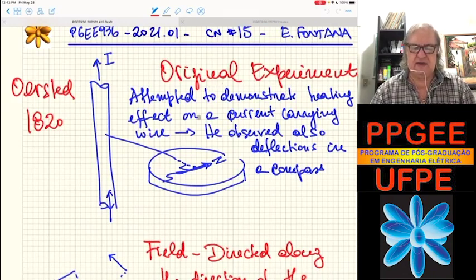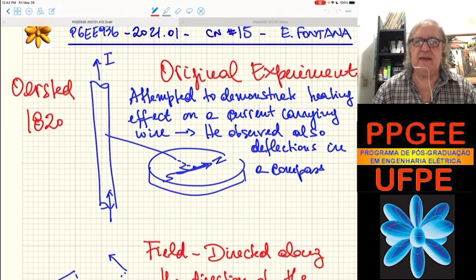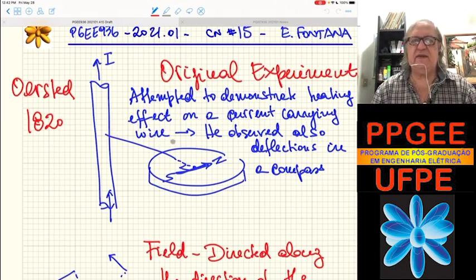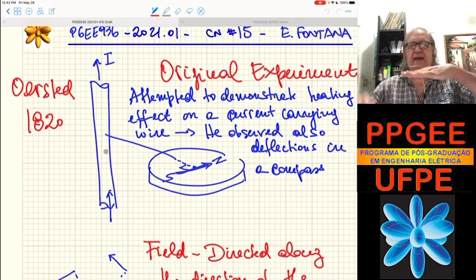So in fact, he was trying to demonstrate a heating effect due to a current carrying wire. But he had a compass. He also wanted to demonstrate that, I think, right? So he had a compass nearby, and he tried to see if there would be any deflection on the compass. Okay. So when he aligned the compass on a plane like so, a plane that cuts the wire at 90 degrees. In other words, have a plane, have a wire, put the compass like this.